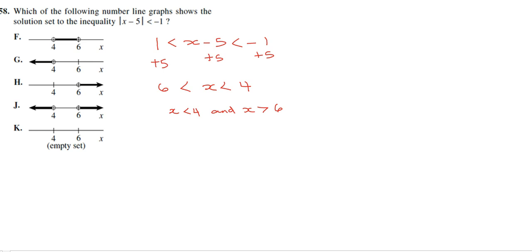Do we have such a number? So let's test some points. So x is less than 4. Let's look at 2. So 2 minus 5 is less than negative 1. So you're going to get negative 3 here, less than negative 1. This is inaccurate. Let's try 7. 7 minus 5 less than negative 1. So 2 less than negative 1, inaccurate.